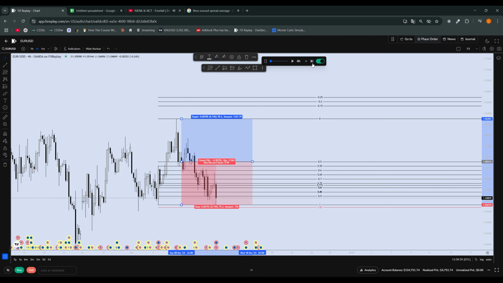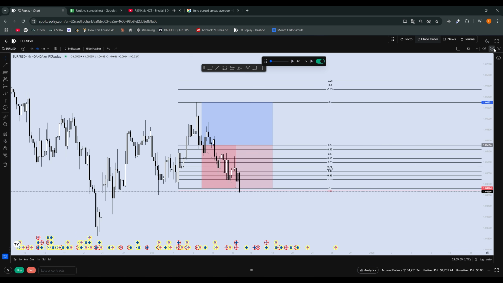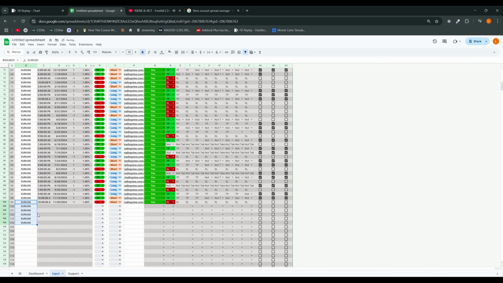Okay, this is the stop loss. Let's see. Okay.